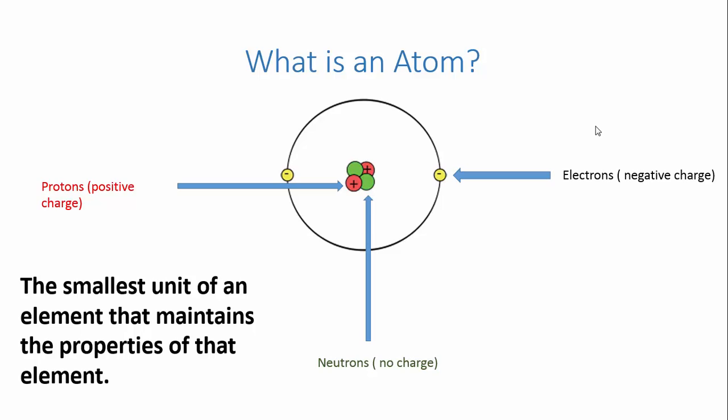Atoms are made of 3 things: protons, which have a positive charge; neutrons, which have neutral charge or no charge; and electrons, which have a negative charge. Now the protons and neutrons are found in the middle, what we call the nucleus, and the electrons orbit around the nucleus. Okay? Again, all the atoms in an element would have the same number of protons and neutrons. Okay? For example, all hydrogen atoms have 1 proton and 1 electron.